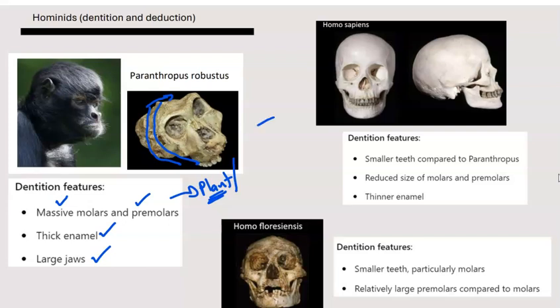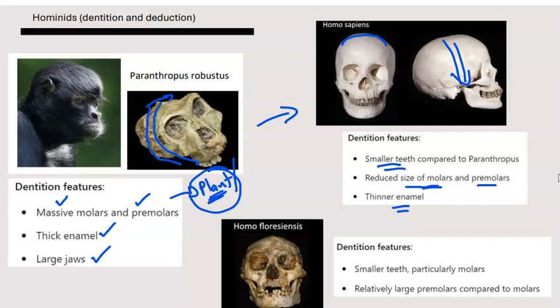Now if we then look at the Homo sapiens skull like ourselves, you notice the sagittal crest is no longer present, so the muscles which would have come down here associated with very powerful jaws are no longer so well developed. The dentition of humans compared to Paranthropus means that our teeth are much smaller, we have reduced sizes of molars and premolars, and the enamel is much, much thinner, suggesting that the food which is being consumed is not as robust as the uncooked plant material. Indeed, it does tend to suggest that some kind of treatment of food is taking place here.